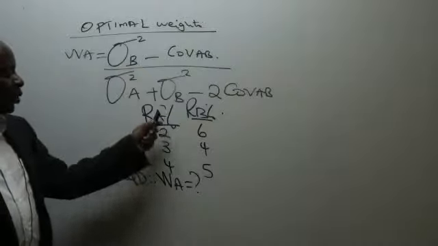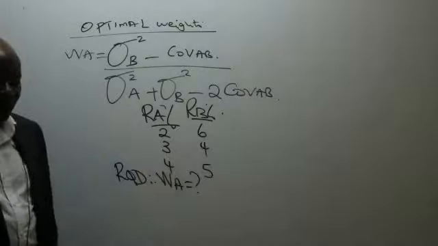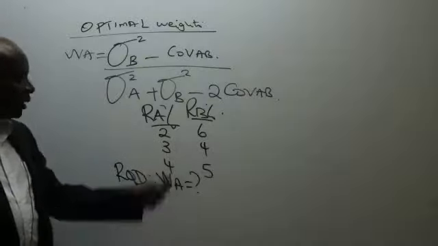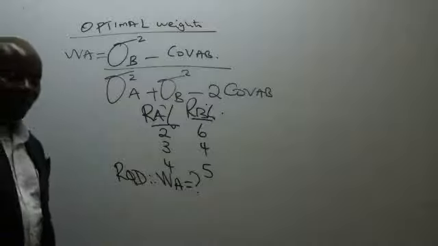Returns of A in percentages, like 2%, 3%, 4%. So the percentage is up there, and then returns of B in form of percentages.